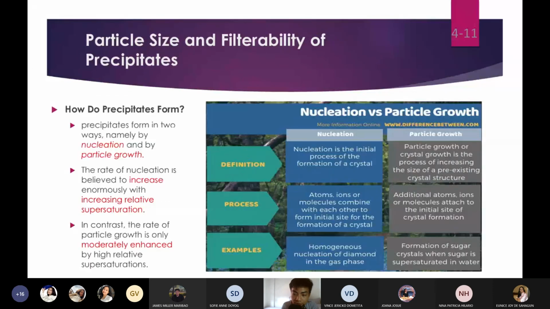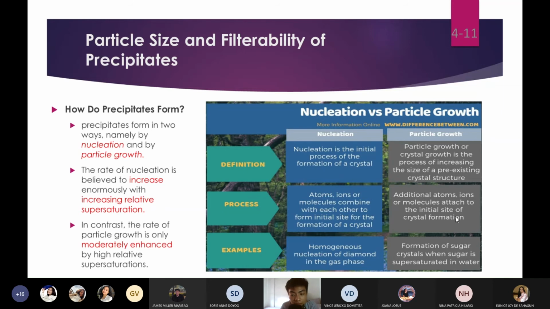Ito yung when precipitates form, dalawang uri yung pwedeng mabuo. Pwedeng nucleation, pwedeng particle growth, no? Pag nucleation, may isang site lang kung saan lalaki yung particles. Pag particle growth, maraming sites kung saan pwede lumaki yung particles, okay? So kapag nucleation, ito yung matibay kasi homogeneous yung pag-form ng crystal. Okay, so ibig sabihin solid talaga yan, parang gemstone.